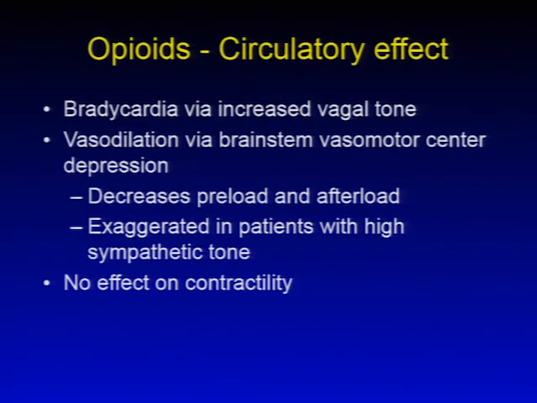With regards to the circulatory effect of opioids, bradycardia is induced via increased vagal tone. Vasodilation is induced via depression of the brainstem vasomotor center, and this decreases preload and afterload and is exaggerated in patients with high sympathetic tone. So, for example, patients who have heart failure and are already relying on very high sympathetic tone may experience a significant blood pressure drop when presented with opioids. There is no real effect of opioids on contractility.